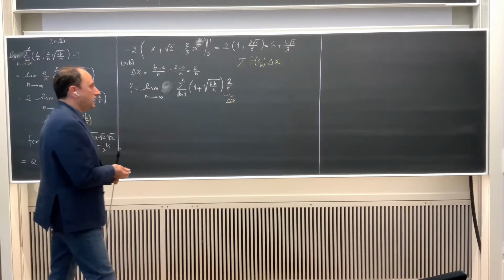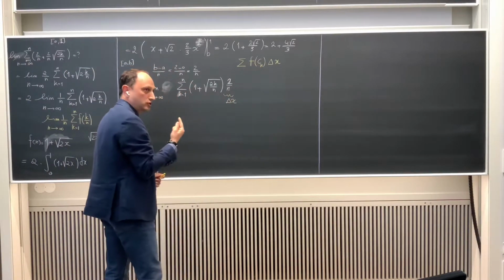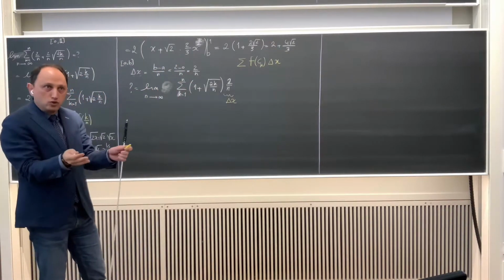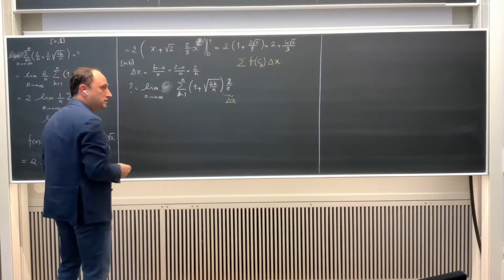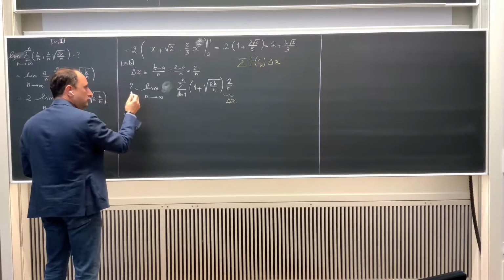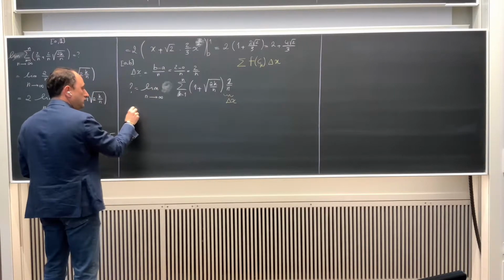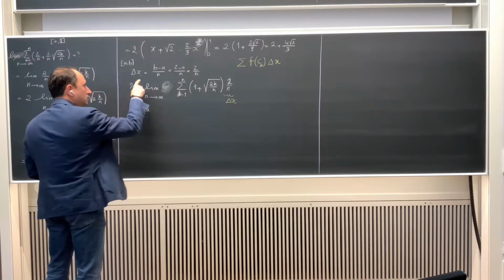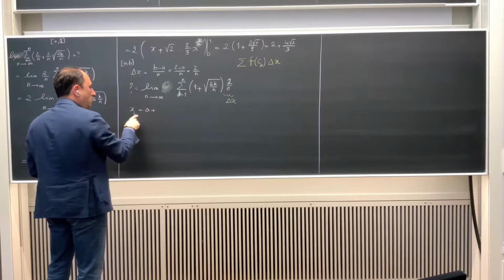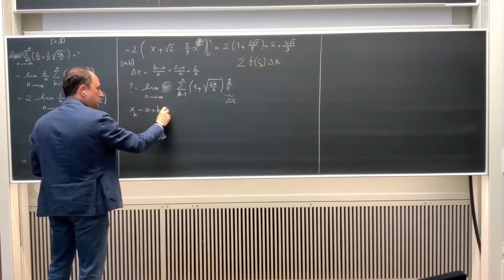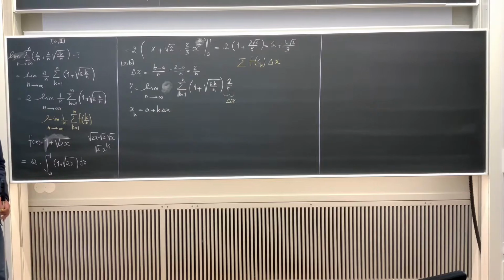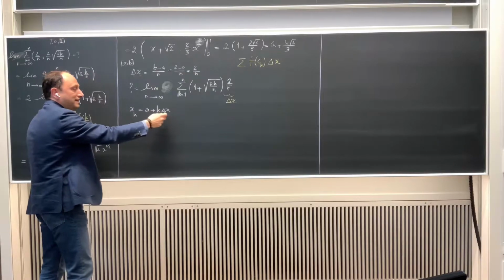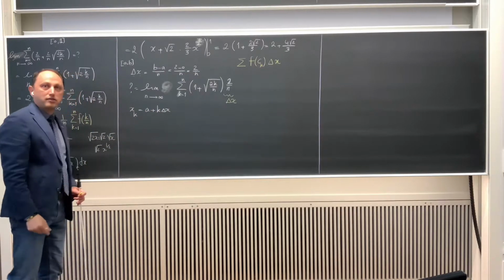So if I want to find a tag, I need to know the kth interval. Why? Because c sub k is a number in the kth interval. So I have to know that kth interval first. How should I know that? Let us do that. For finding the kth interval, you need to calculate x sub k first, which is a, the initial number, plus k times your delta x. This is the formula for x sub k. I start from a. When I want to reach the kth point, I have to add k times the length of each subinterval.